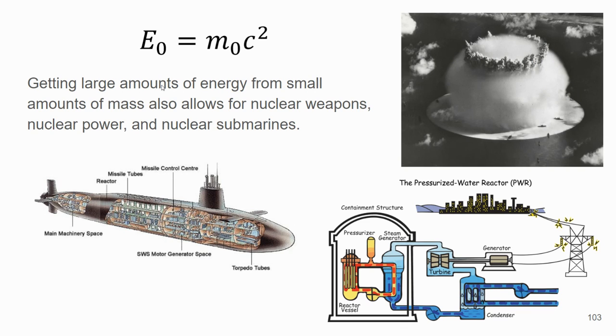Practical applications of this stuff on Earth. Getting large amounts of energy from small amounts of mass allows for nuclear weapons, shown here, nuclear power, and nuclear submarines. So, yeah, that's what these guys are doing. They're turning some amount of mass into a slightly smaller amount of mass and using the energy that's released to do different things. Sometimes destructive things, but sometimes constructive things.